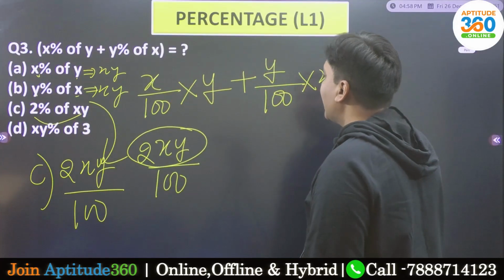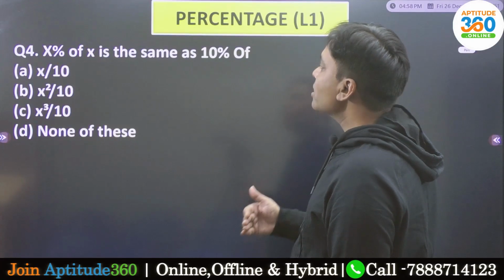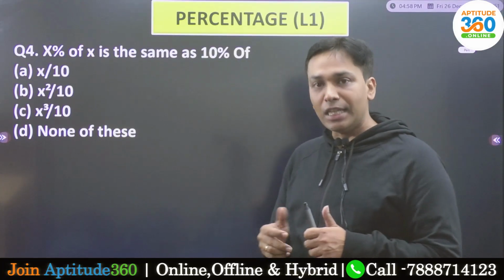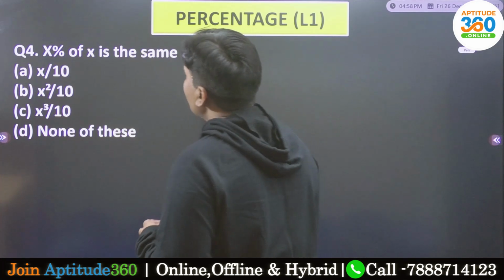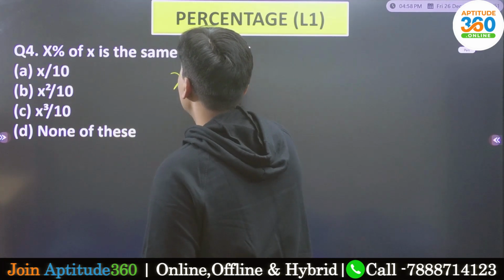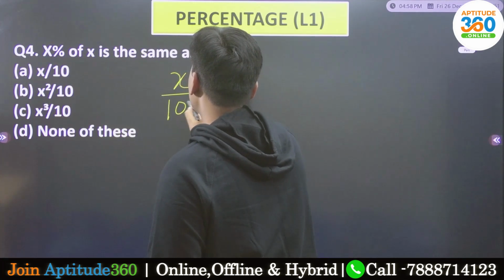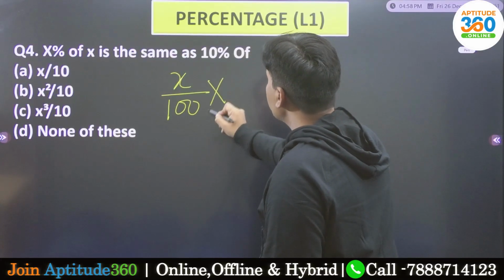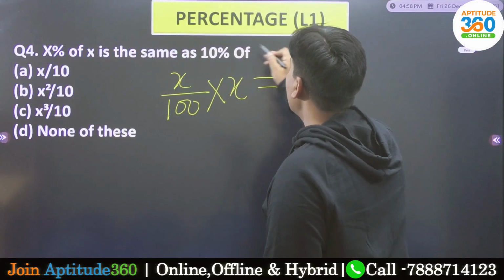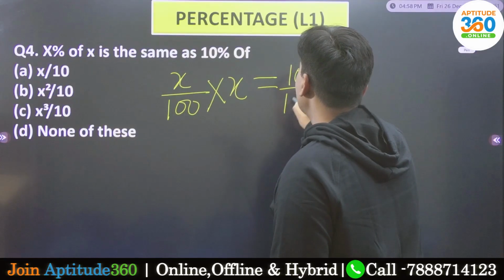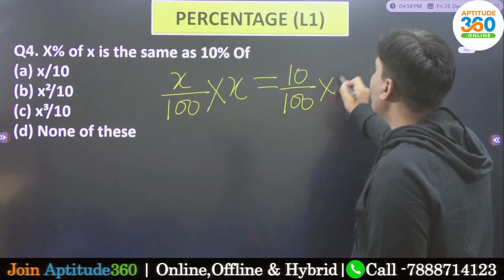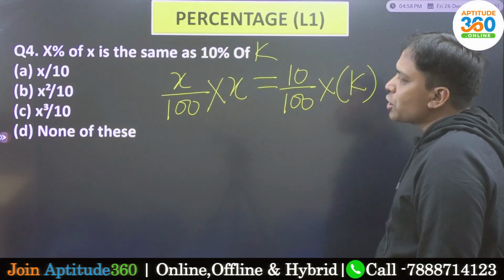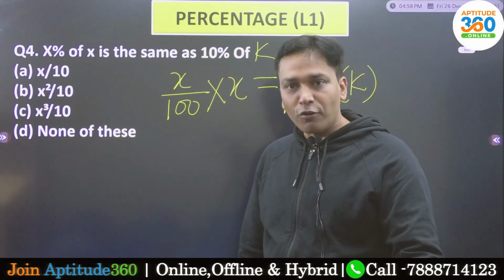2xy upon 100. Now question number 4, x% of x is same as 10% of what value? x% is written as x upon 100, right? x% of x is same as 10%. 10% is what? Of what value? So I will say of k, right? And what is that we should do? We should find out the value of k.